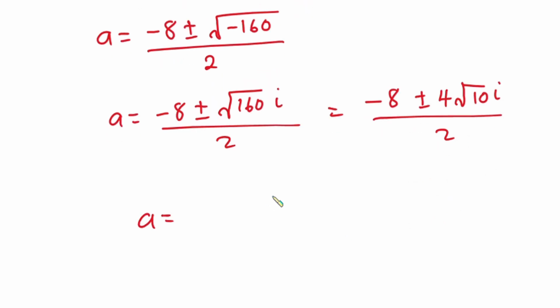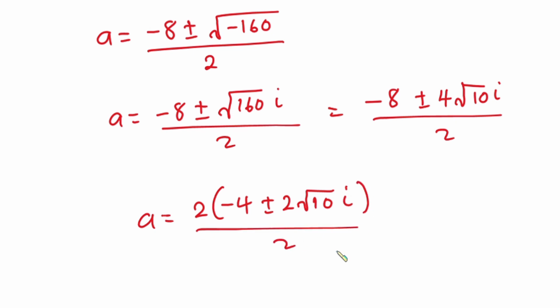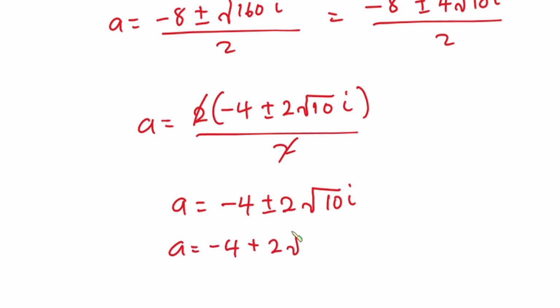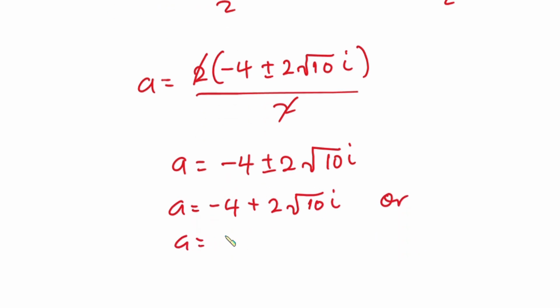So let's break this down. Factoring 2 out, we have 2 into negative 4 plus or minus 2 square root of 10i, all divided by 2. So straight away you can see that these two will cancel. Now we are left with a is equal to negative 4 plus or minus 2 square root of 10i. So this implies that a is equal to negative 4 plus 2 root 10i, or a is equal to negative 4 minus 2 square root of 10i. And this is pretty much it.